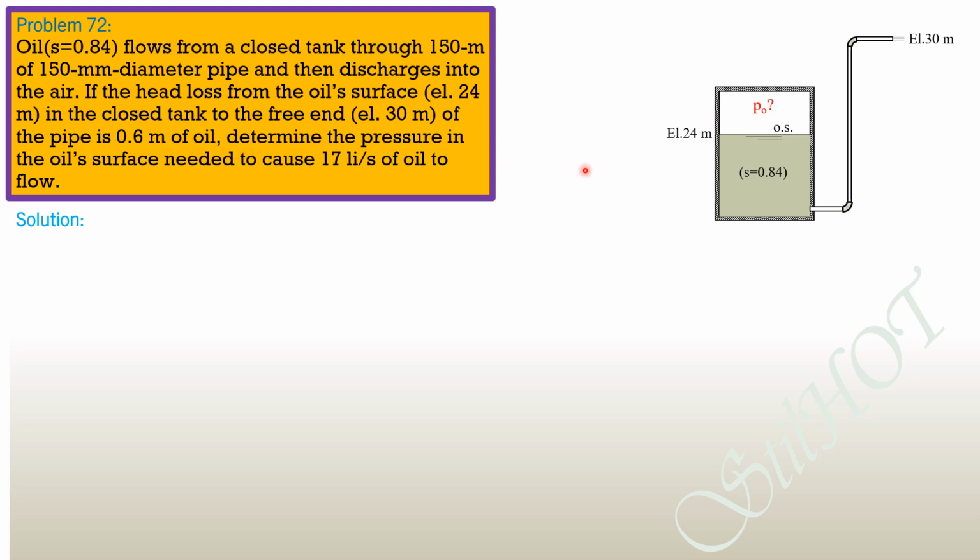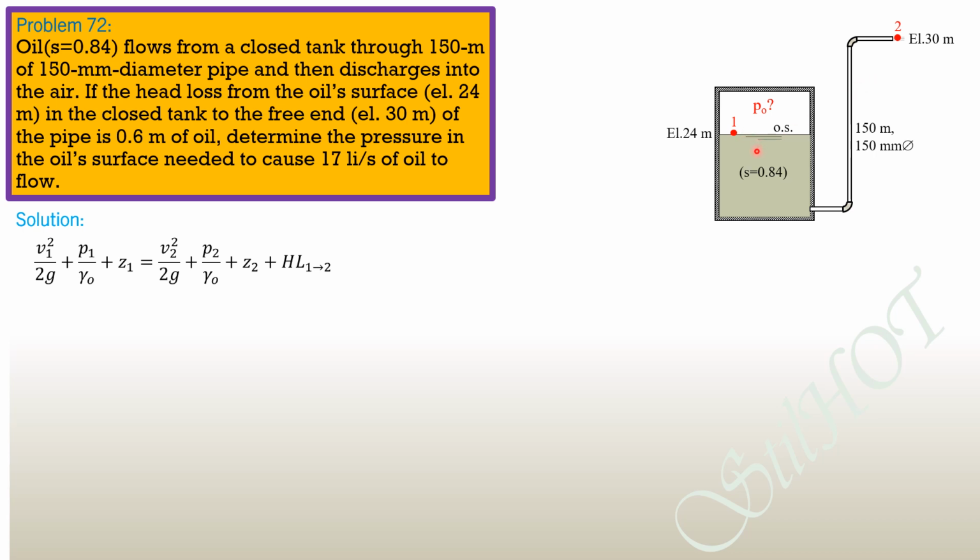So we select 2 points, one on the surface of oil and the other at the end of the pipe. So the pipe is 150 meters, 150 mm in diameter. So we will call that point 1 and this point 2. So we write energy equation between points 1 and 2, considering head loss, of course. So we have velocity head at 1, pressure head at 1, P1 over gamma of oil is also P sub O over gamma of oil, plus elevation head at 1 equals velocity head at point 2, pressure head at point 2, elevation head at point 2, plus the head loss from 1 to 2.